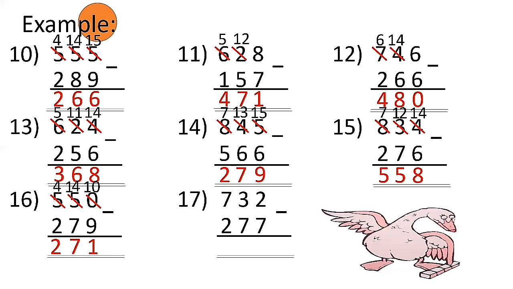Number 17, 732 minus 277. We cannot subtract 2 by 7, so we need to borrow in the tens place. Cancel 3 becomes 2 and 2 becomes 12. 12 minus 7, that's 5. And 2 minus 7 cannot be, so we need to borrow in the hundreds place. Cancel 7 becomes 6 and 2 becomes 12. 12 minus 7, that's 5. And 6 minus 2, that is 4.